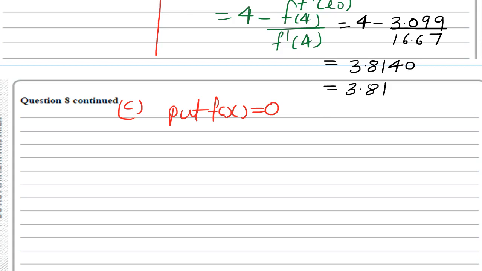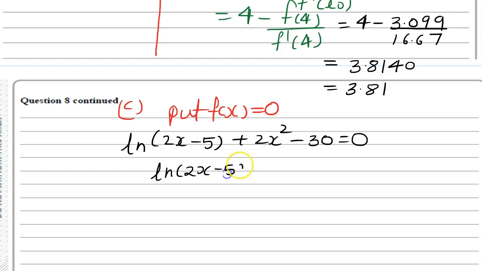So let's write down ln(2x minus 5) plus 2x squared minus 30 equal to 0. So we can write down this ln(2x minus 5), send 2x squared to that side and 30 to that side. It will be 30 minus 2x squared. Okay, so ln(2x minus 5) is 30 minus 2x squared.